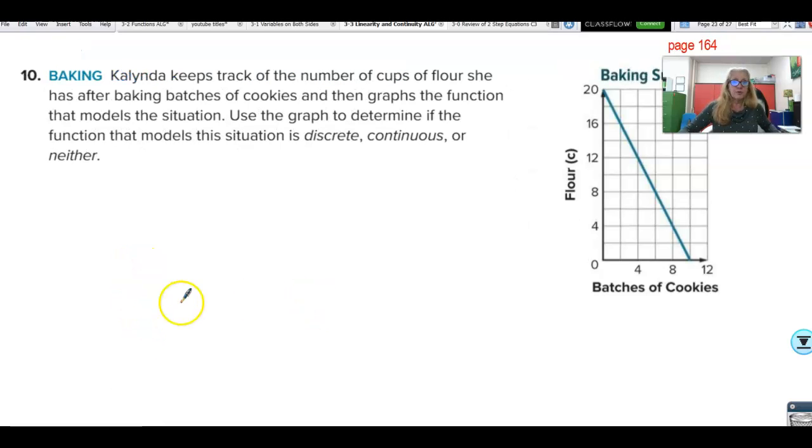Oh, we have another little story with a graph. Kalinda keeps track of the number of cups of flour she has after baking batches of cookies and then graphs the function that models it. Kalinda needs to get a life. Seriously. Use the graph to determine if the function that models this situation is discrete, continuous, or neither. This is continuous. Yes.